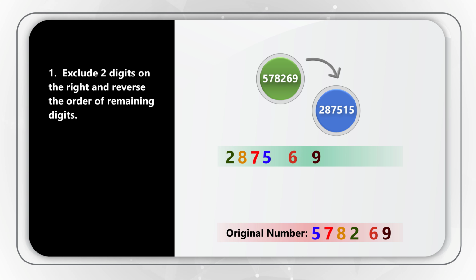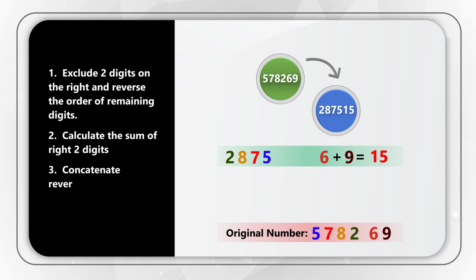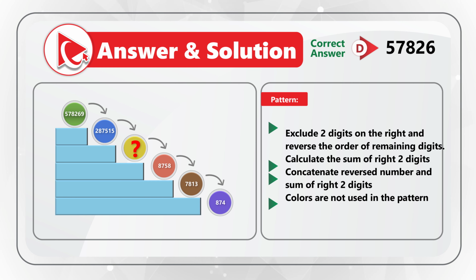We basically add 6 plus 9, and the end result of it is 15. Then we concatenate 2875 and 15. So the end resulting number is 287515. As the ball continues rolling, we repeat the calculations and get to the answer of D, 57826.